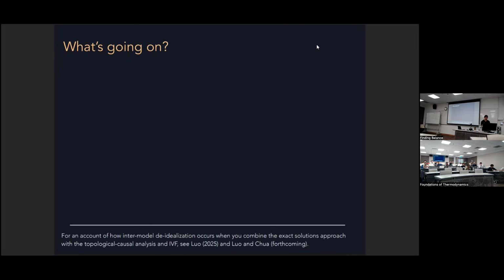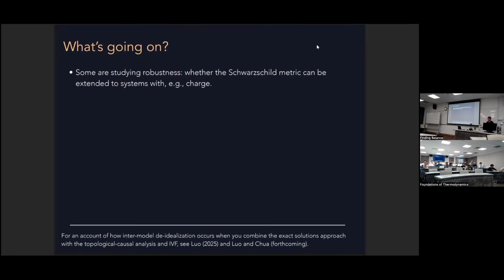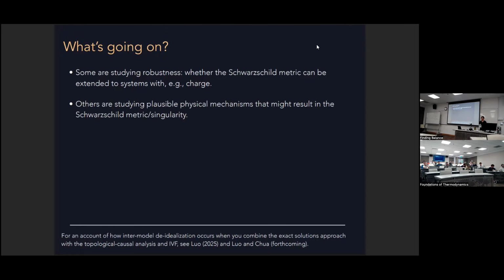Okay. So what's actually going on here? So some are studying robustness in this history. Some people are asking whether the Schwarzschild metric can be extended to systems that have other properties besides the ones that Schwarzschild had originally. So suppose that the system has charge, what does the metric look like? What do the exact solutions look like?